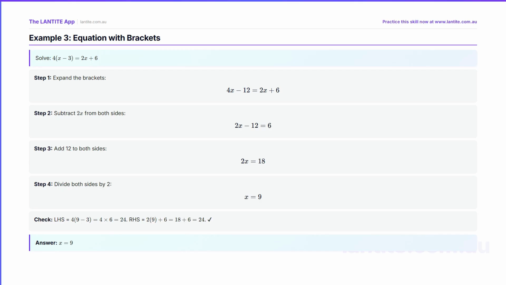X equals 9. Check. Left side is 4 times 9 minus 3, which is 4 times 6, which is 24. Right side is 2 times 9 plus 6, which is 24. Both sides match.